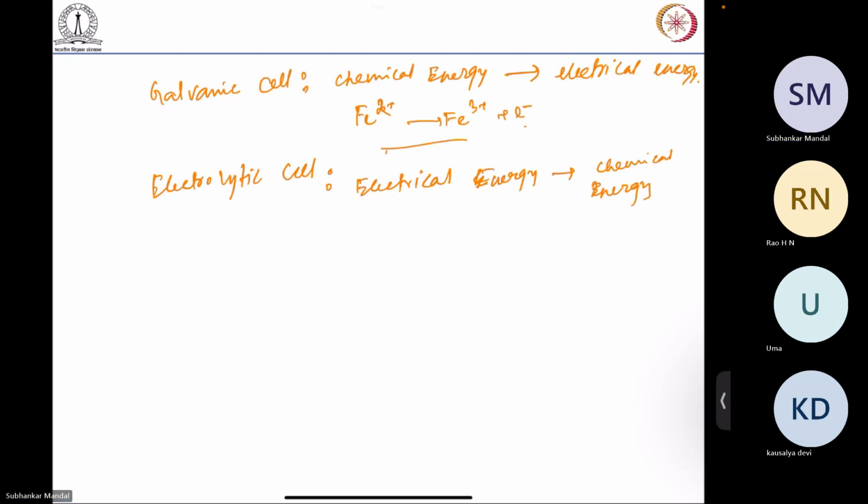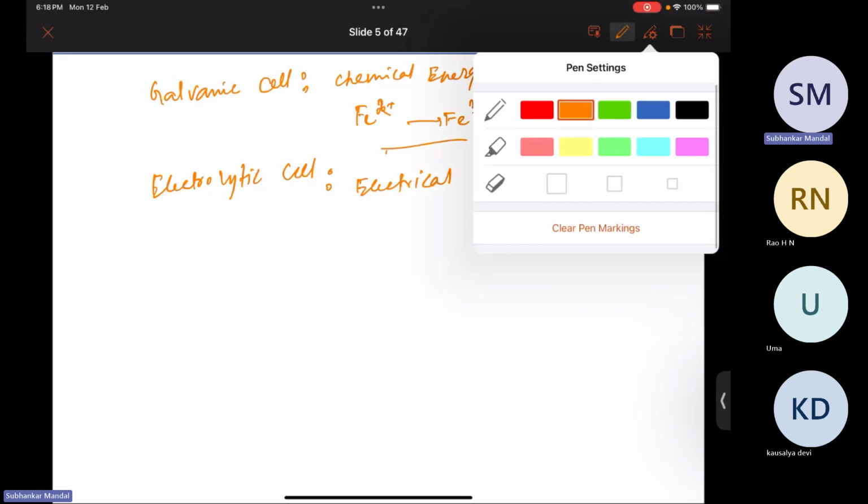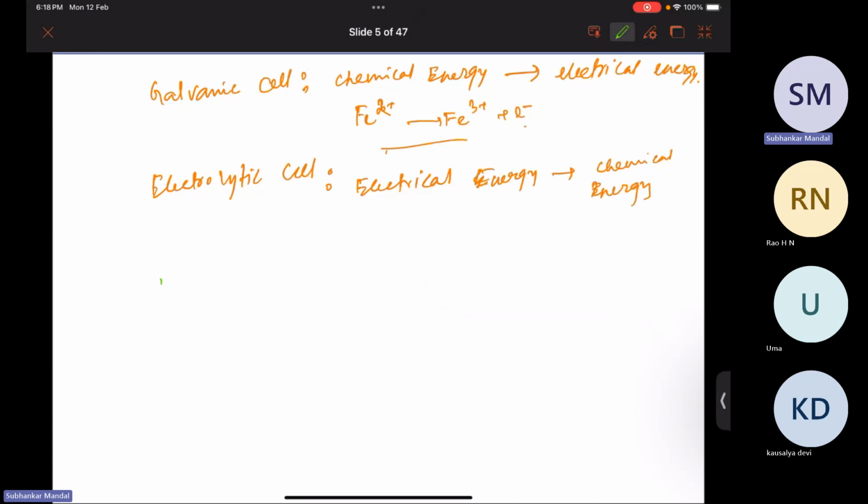After that we got to know about conductance values, equivalent conductance and then specific conductance. There is some relationship we learned. What is equivalent conductance? What is the relationship of equivalent conductance and specific conductance? Can anyone tell?